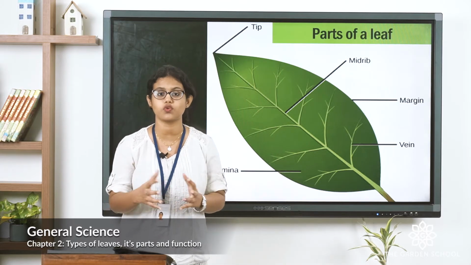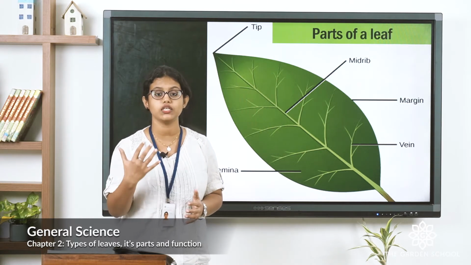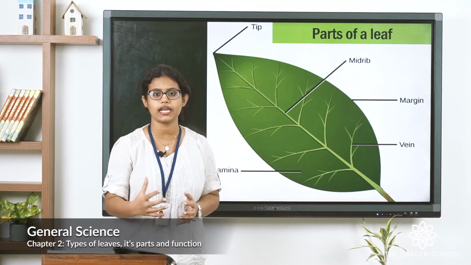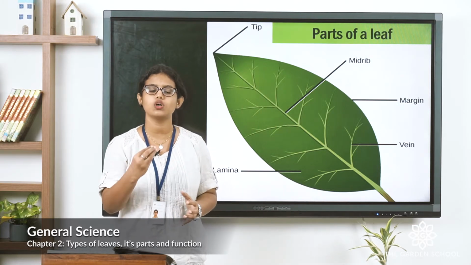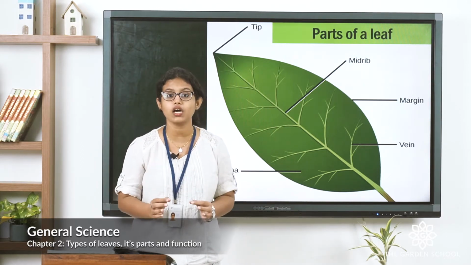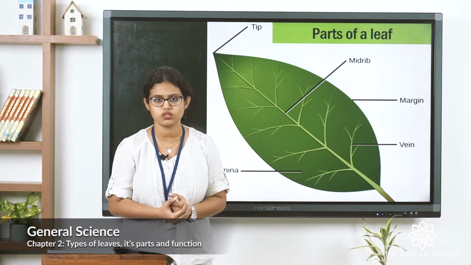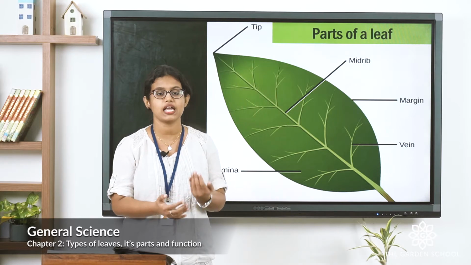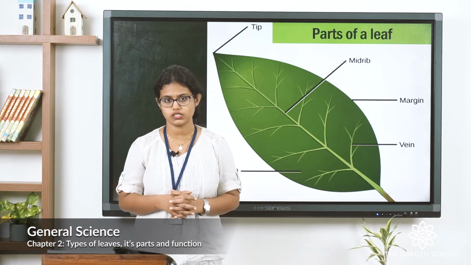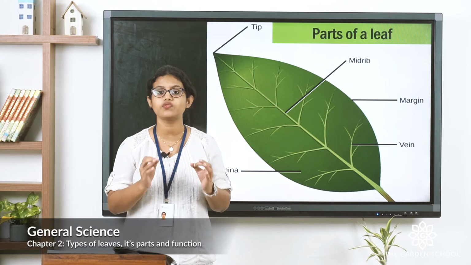So do you know what photosynthesis is? Photosynthesis is a process of making food by using water and carbon dioxide in the presence of sunlight. We call it photosynthesis. And this lamina is the main part of a leaf. So why do we call it the main part? Because important functions like photosynthesis and exchange of gases are carried on this surface. So that is about the first part of the leaf, lamina or leaf blade.